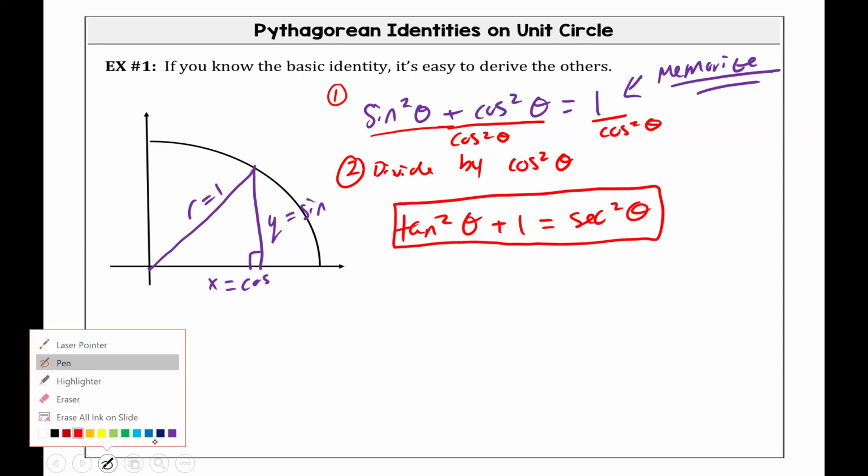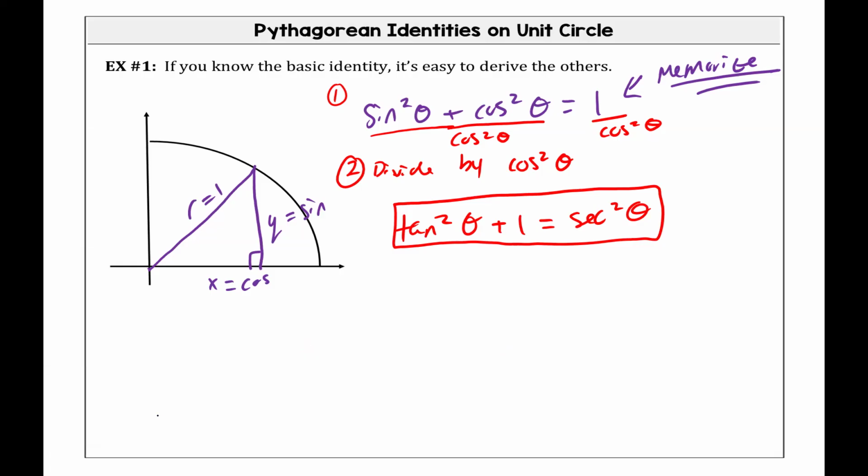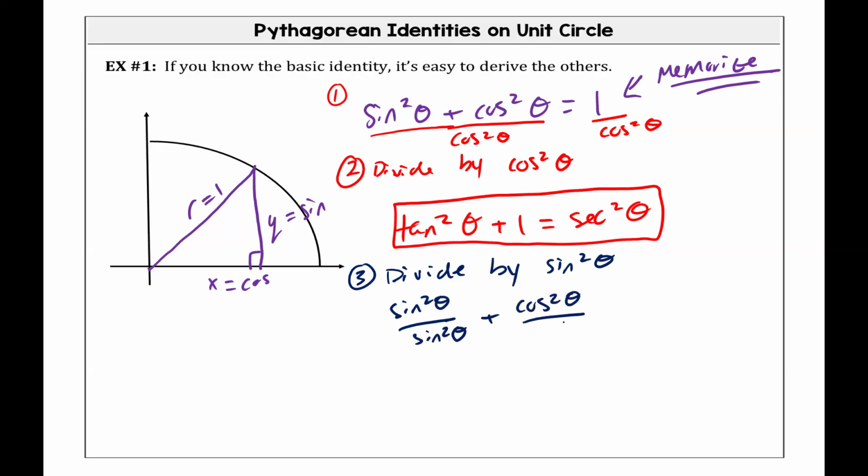Anyone want to take a stab at how they came up with the third one? If you said they divided by sine squared theta, you are so correct. So they came up with the third one by dividing by sine squared theta. They took the original sine squared theta plus cosine squared theta, divided by sine squared theta, equals 1 divided by sine squared theta.